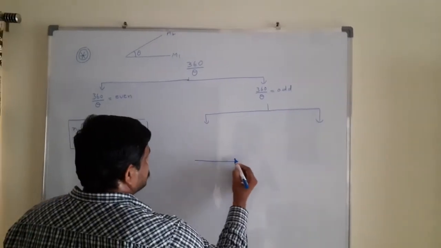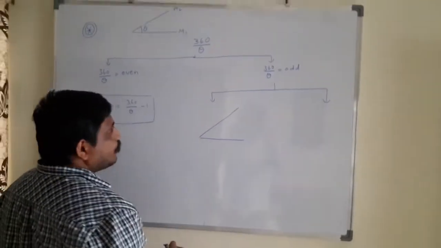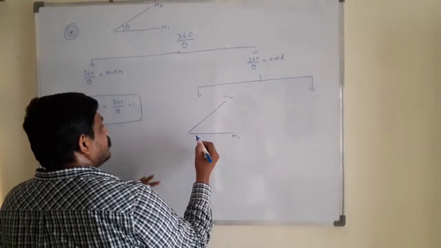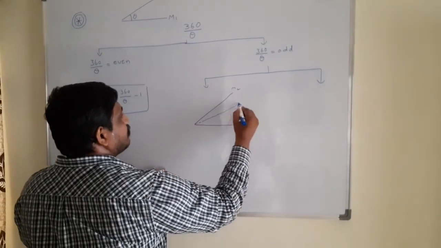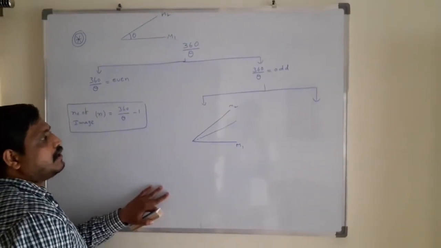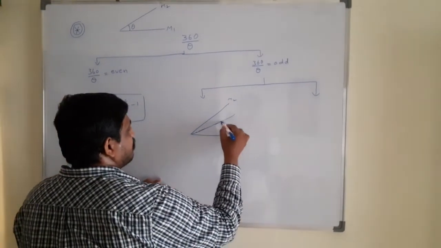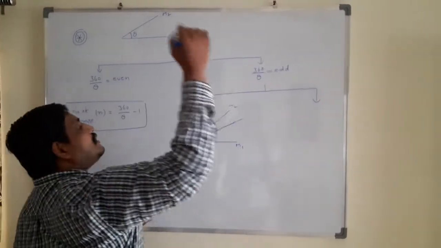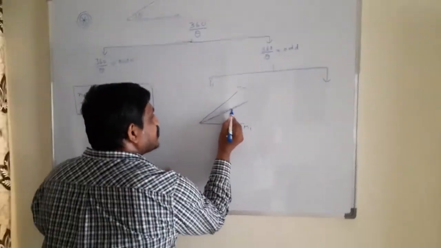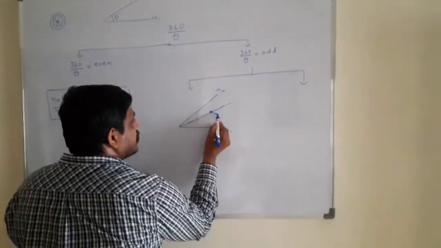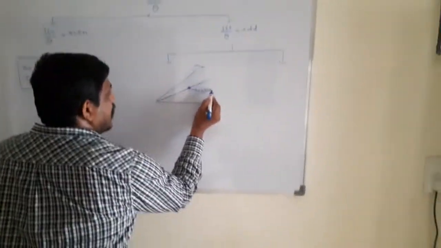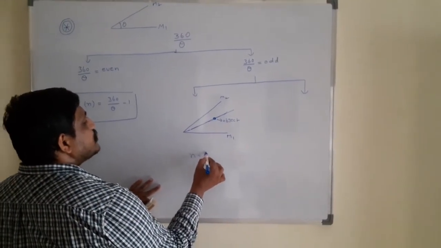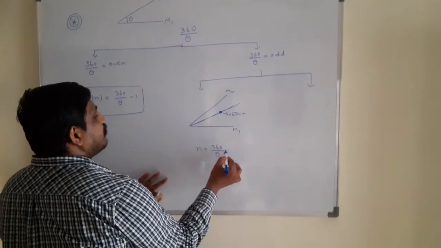The first case is, this is the mirror. Here first mirror M1, second mirror M2. This middle line is called the bisector, the bisector of the two mirrors. This is also called the symmetrical line. Here the object is placed on the bisector. In this situation, the number of images is 360 by theta minus 1.